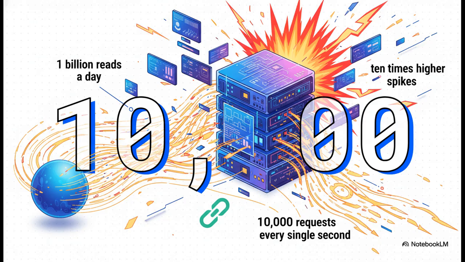So when we say massive scale, what do we actually mean? Let's throw some real numbers at this. Let's say we're aiming for 1 billion reads a day. If you do some quick back-of-the-napkin math, that works out to an average of 10,000 requests every single second. 10,000! And remember, that's just the average. During a big event, that number could spike way, way higher.